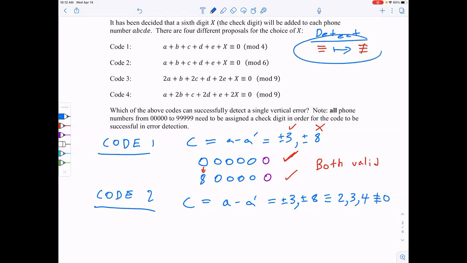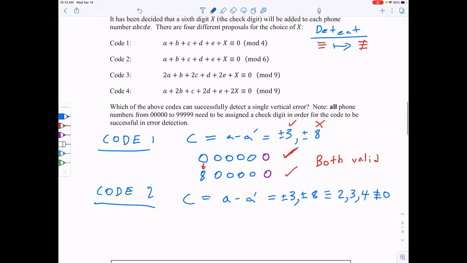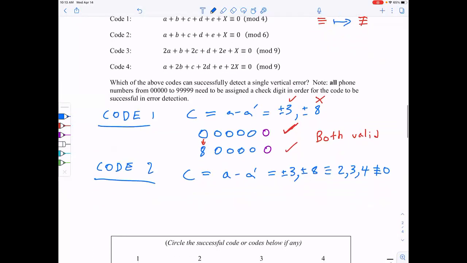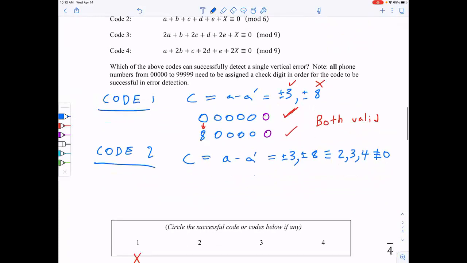So we have this detection situation where if the A changes, or any of the other letters, it doesn't really matter if it's A, in such a manner by this vertical error, the system will detect it because the congruence will be true and then change to a false congruence. And it'll say, hey, this phone number is no longer good. Please try to dial the number again. So we get error detection successfully. So code 2 works out.